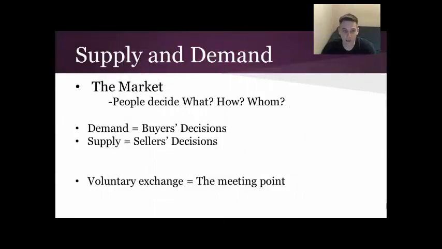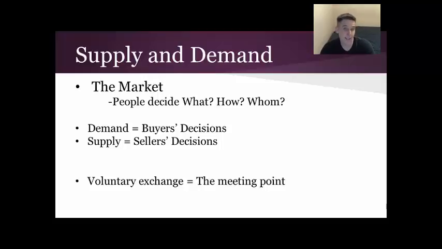Supply and demand. Supply and demand occurs in the marketplace, which is where people decide the three economic questions. What should be produced, how should it be produced, and for whom it should be produced. So demand is buyers' decisions, what buyers are actually doing, not what they're saying they want. In economics, it's what buyers are actually doing.